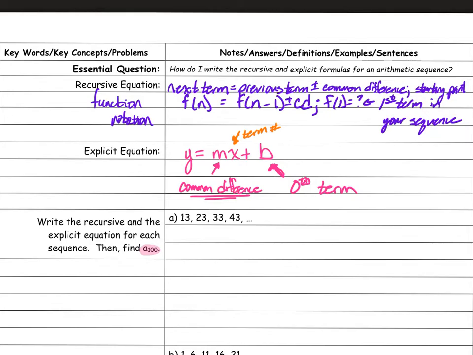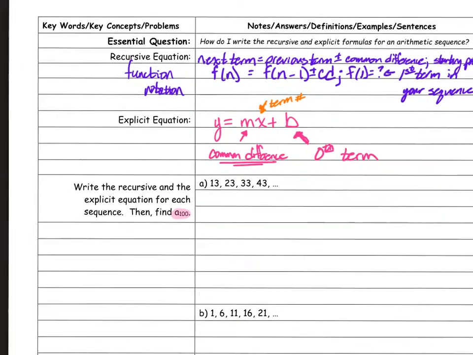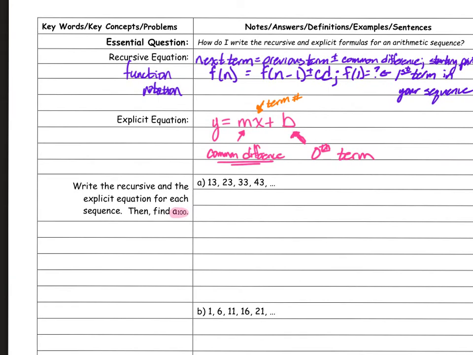Okay, I'm going to show you how to do it. So let's go ahead and read the directions here. I'm going to move it over a little bit. The directions say write the recursive and the explicit equation for each sequence, then find a sub 100. So I have 3 things I need to do. First thing I need to do is find the recursive equation. Recursive. I'm going to just write it right there.